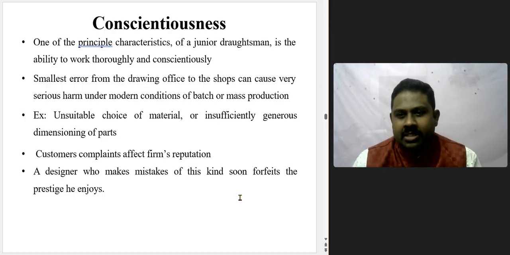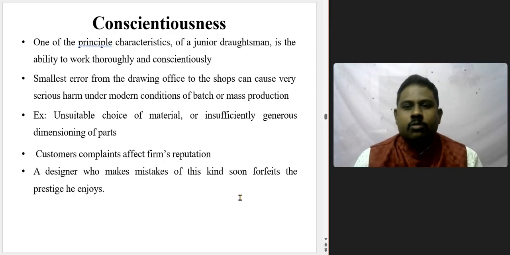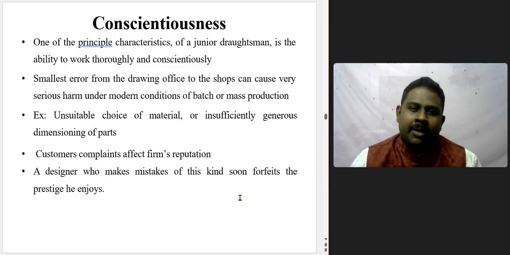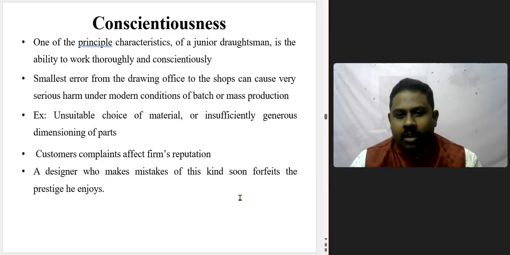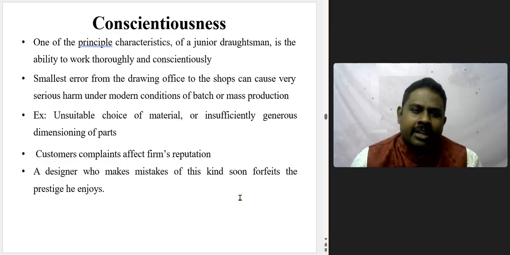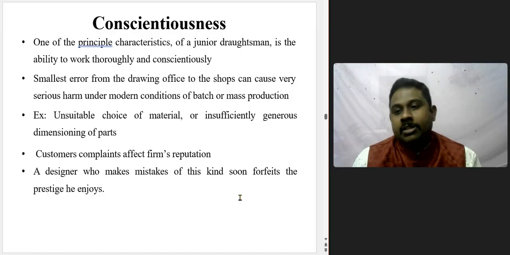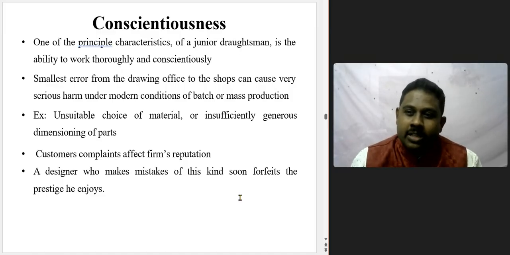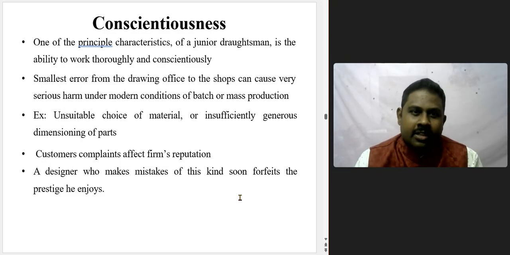Unsuitable choice of material. Suppose I want to make a screw, what type of material to choose is very, very important. Whether it should be made of aluminium, iron or steel, all that is very, very important. Otherwise, if you are doing the entire component dimensions, especially, the dimension error should not be there. Customer complaints, suppose the screw is getting broken or the bolt is getting broken, like that we should not get any problem over there. So consecutiveness is very important.